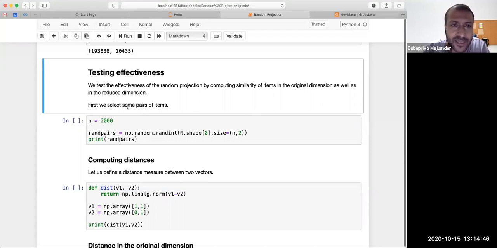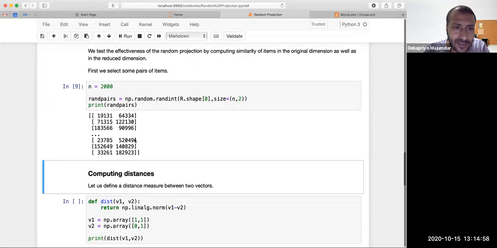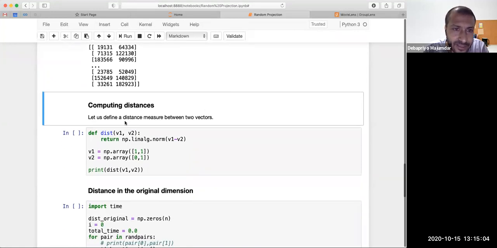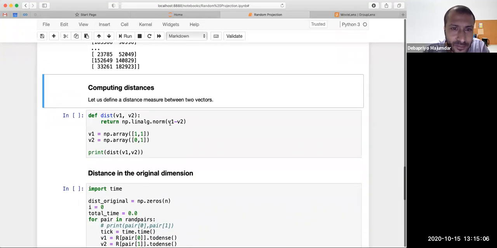So we first select some random pairs. Let's say 2000 random pairs of movies, and they are like this. These are movie IDs. Now let's define a distance measure. The distance measure is the norm of the difference, the norm of one minus the other.